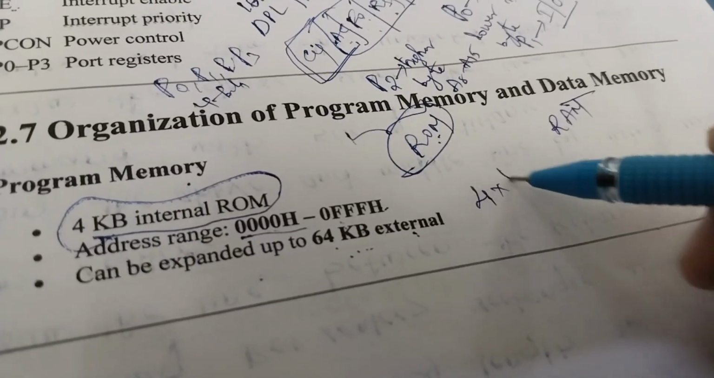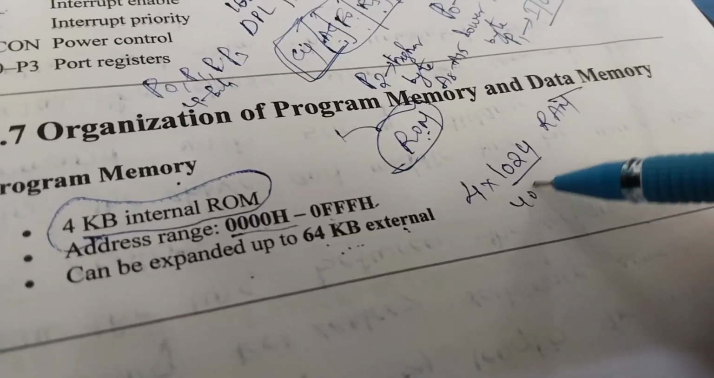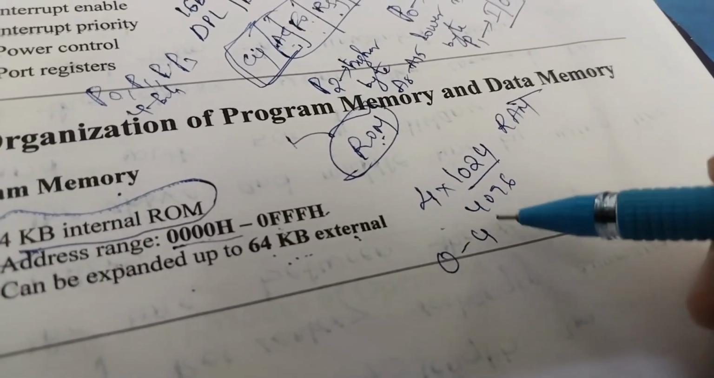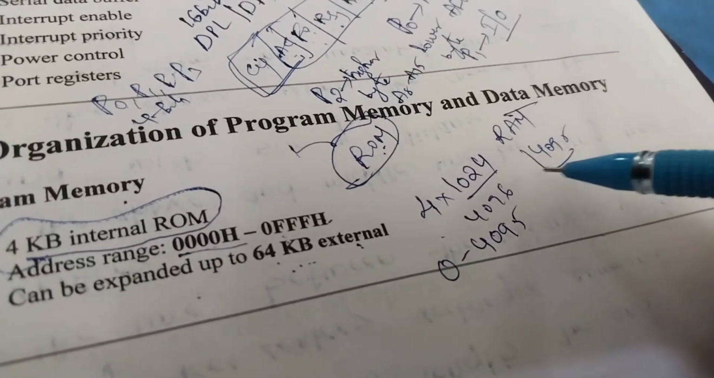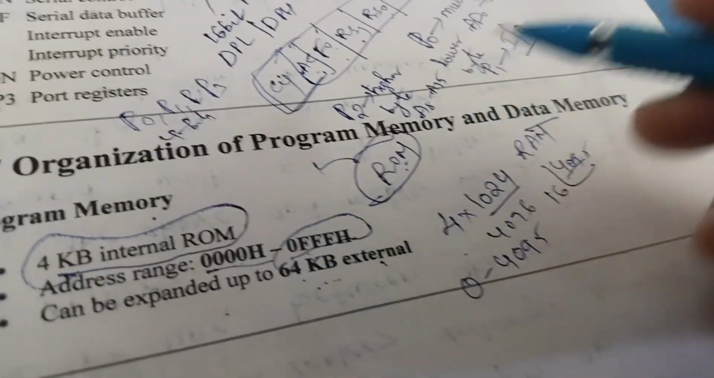4 kilobytes means, kilo is 1024 bytes, and if I multiply these two, I get 4096. The starting address will always be 0 and the end will be 4095. If I convert 4095 from decimal to hexadecimal, you will get the address location 0FFF.